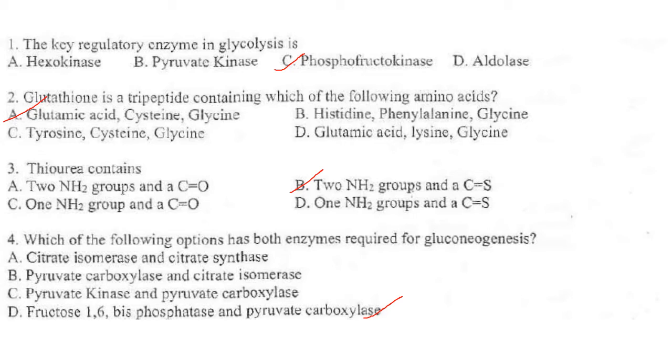Thiourea contains: now the formula of thiourea is NH2 C double bond S NH2. So it contains two NH2 groups and a C double bond S. So answer is option B. Which of the following options have both enzymes required for gluconeogenesis? If you see option D, it has fructose 1,6-bisphosphatase and pyruvate carboxylase. So answer is option D.